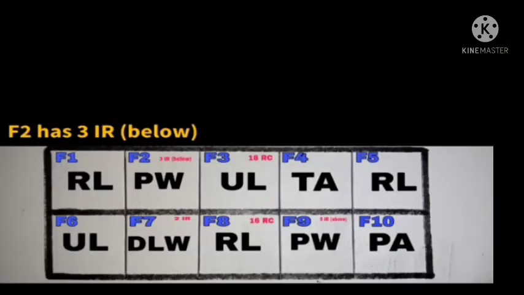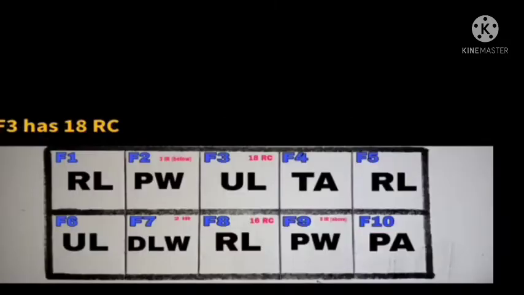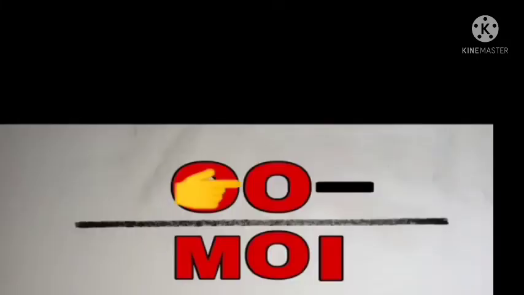In the chart, finger 2 has a plain whorl with 3 intervening ridges below. Therefore, it is outer. Finger 3 is an ulnar loop with 18 ridge count. Therefore, it is outer. Finger 4, tented arc. Tented arc is not qualified, so leave it blank.